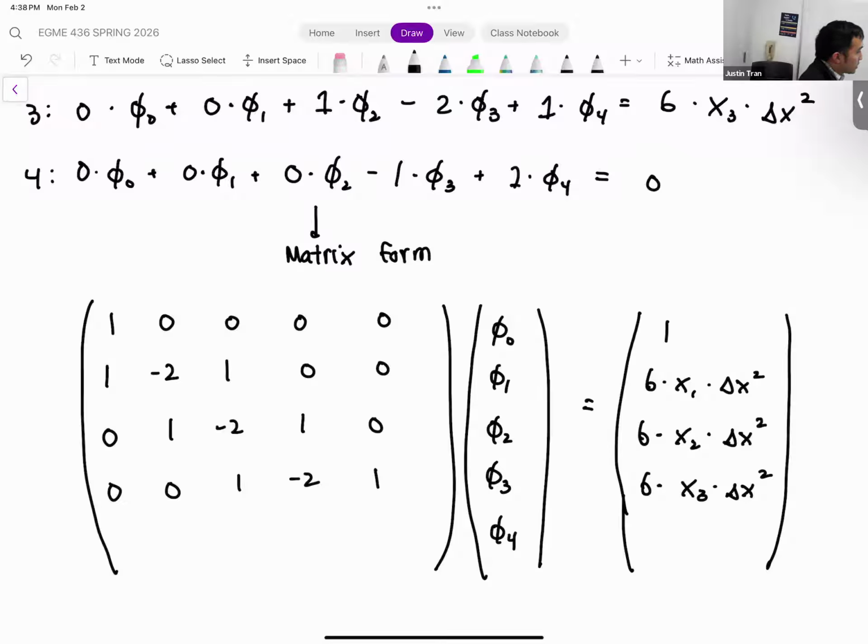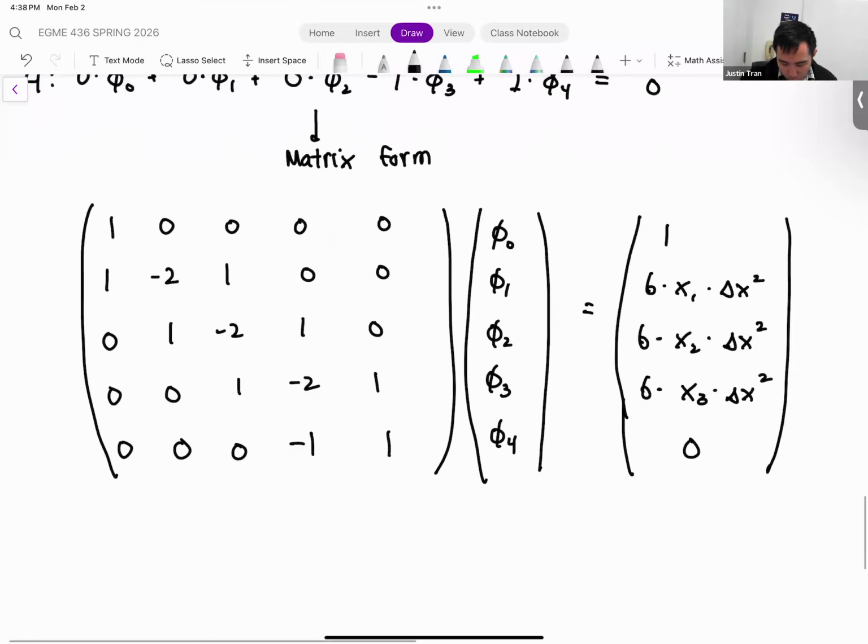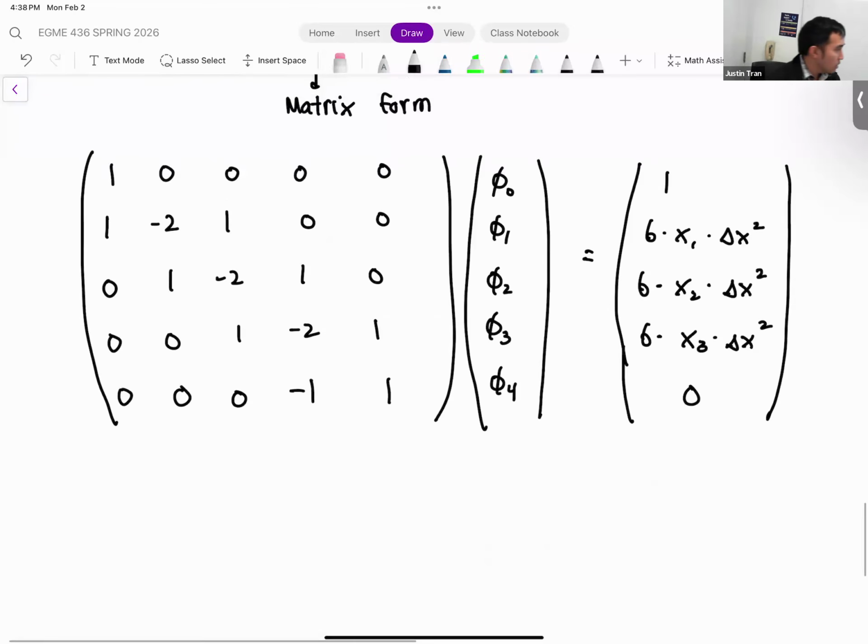And then the last row in the matrix is the equation associated with node 4, which remember is our Neumann boundary condition. So that's 0, 0, 0, minus 1, 1, and then the right-hand side for that Neumann boundary condition. What we have here is the matrix form of a set of linear equations, and we can use this to solve for phi0, phi1, phi2, phi3, phi4.